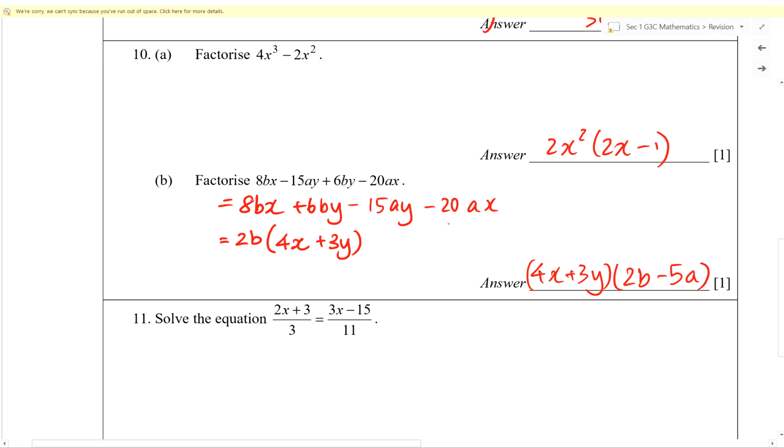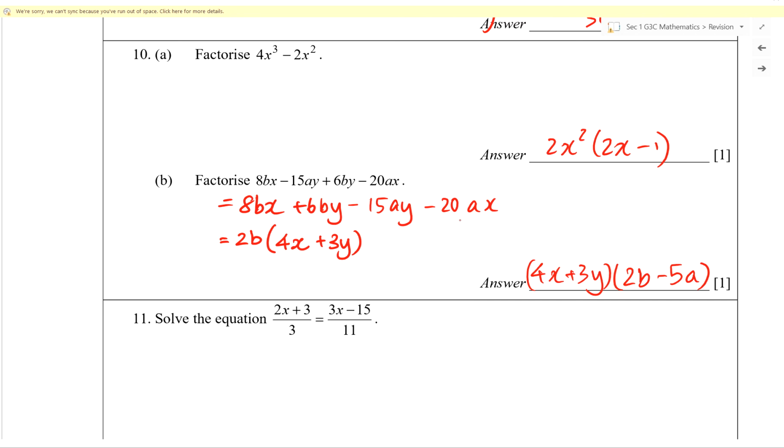15 and 20? The common factor will be 5, right? So if you factorize out positive 5 over here, what will your result be, positive or negative? Negative. Okay, so we think one step in advance. If you factorize out positive 5, you will end up with a negative 3ay in the bracket.